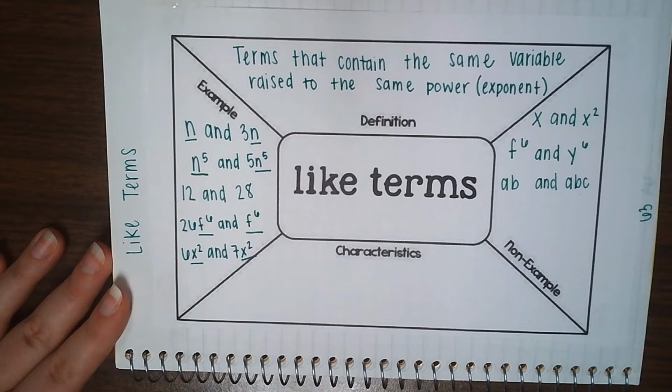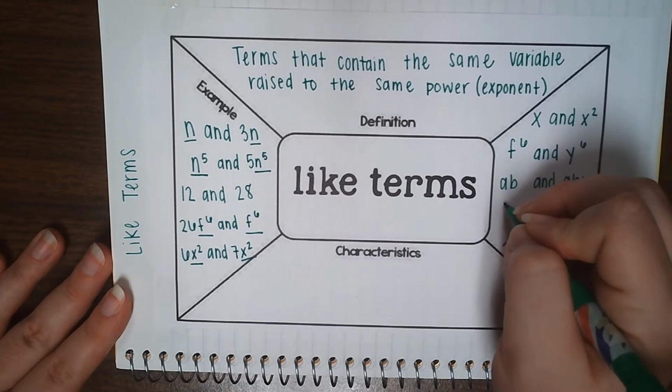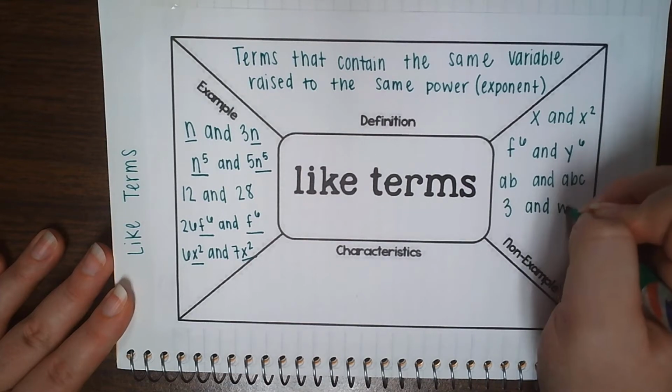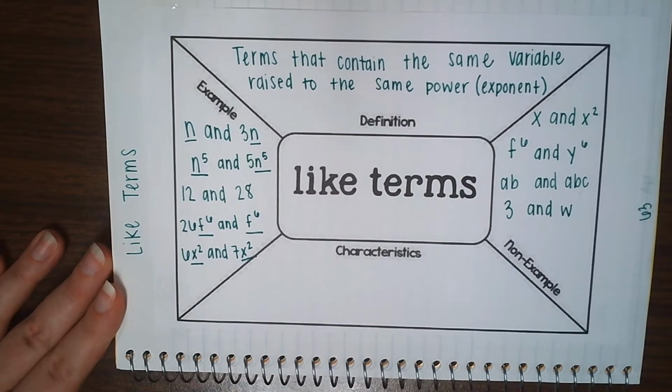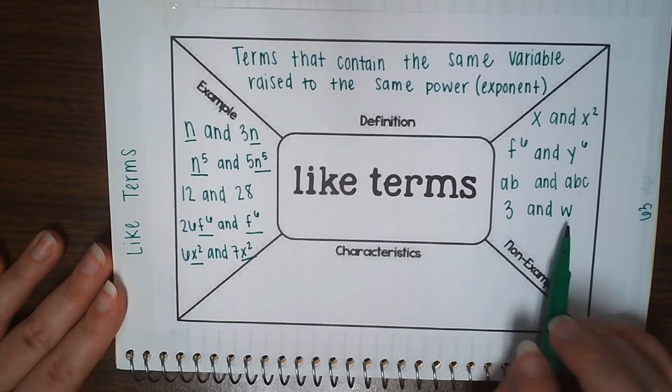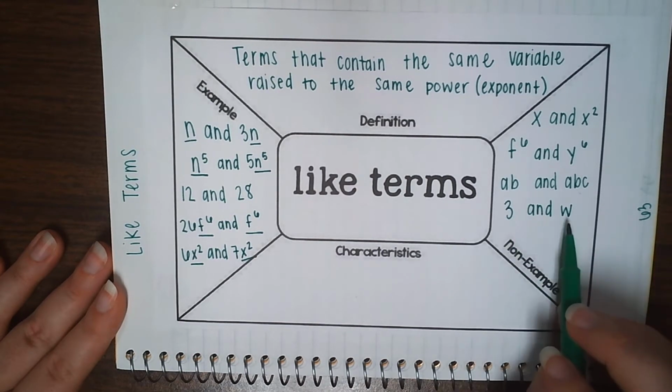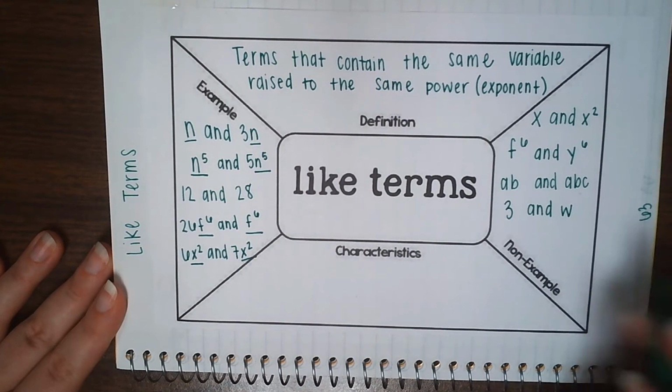One that you guys really will struggle with is a constant like 3 and a variable like W. You will always want to say that's 3W, but it's not. 3 is a constant, W is a variable. We cannot combine them.